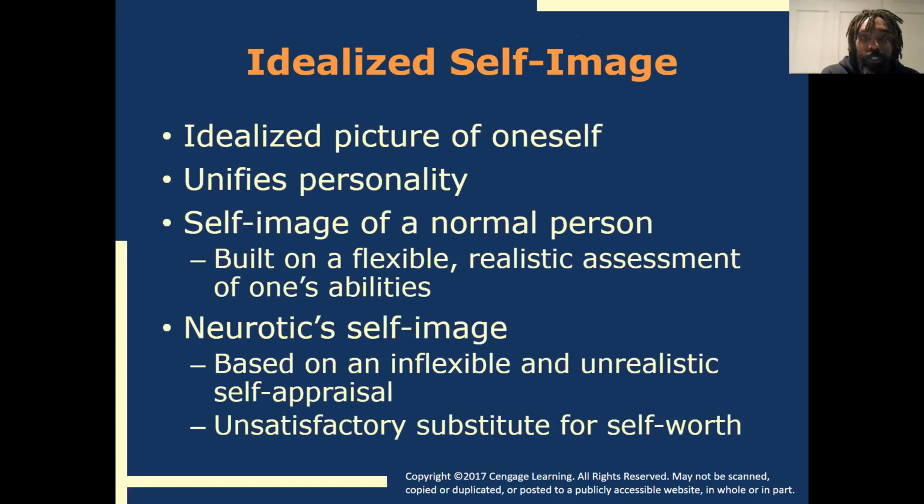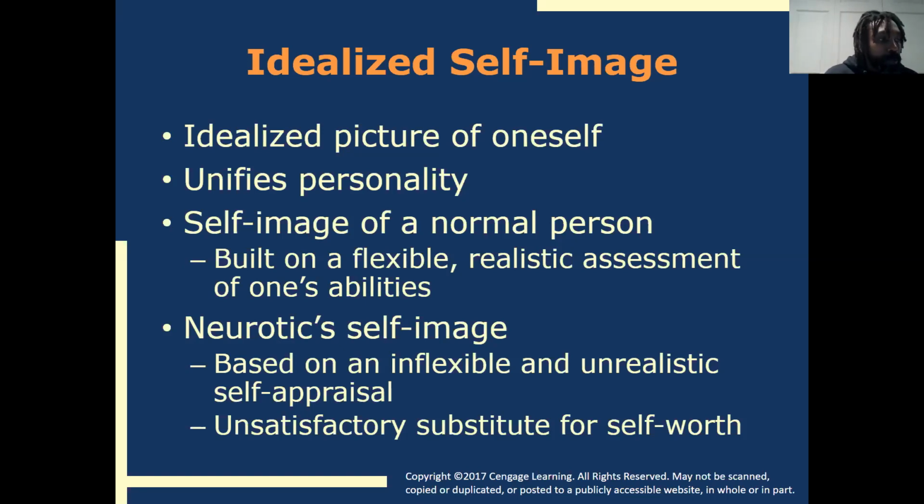The distinction I want to make here is between what normal and neurotic people have. So the self-image of a normal person is built on a flexible, realistic assessment of one's abilities. And then there's a neurotic self-image, which is based on an inflexible and unrealistic self-appraisal, and is also an unsatisfactory substitute for self-worth. So there's a few things that I want to highlight here that I think is important for understanding.